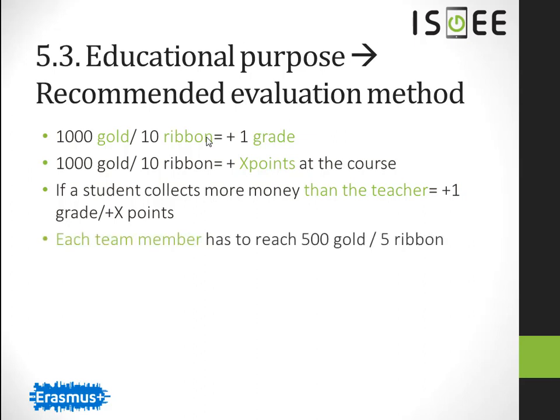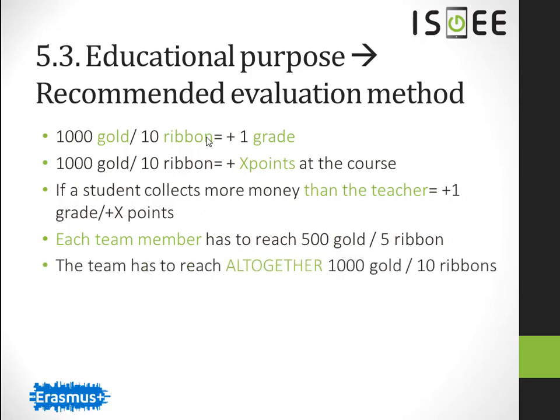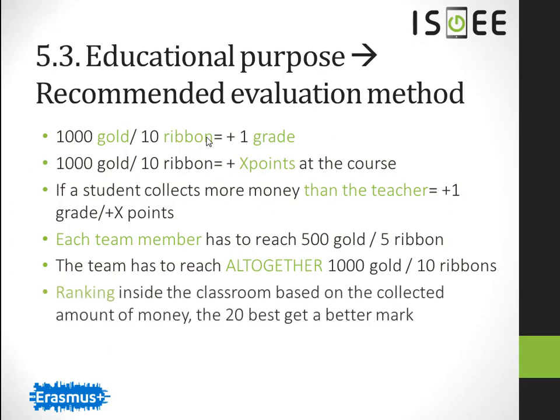Or combining it with team activities, where each team member has to reach 500 gold separately. So you have to help each other to reach 500 gold or 5 ribbons. Or the team has to reach all together 1,000, 2,000 or several ribbons. Or ranking inside the classroom based on the collected amount of money, and the 10 or 20 best get a better mark or extra points.